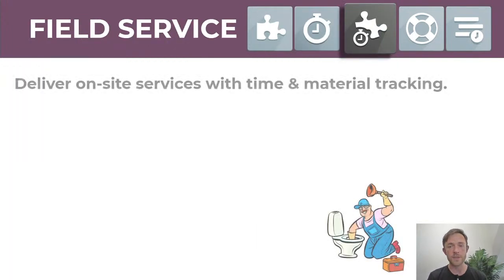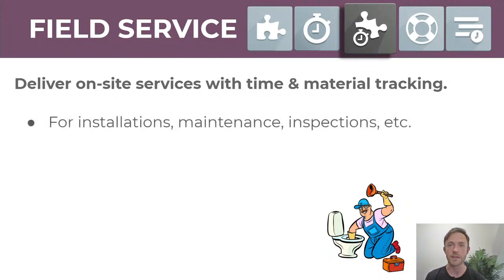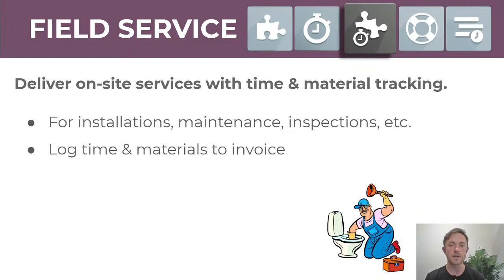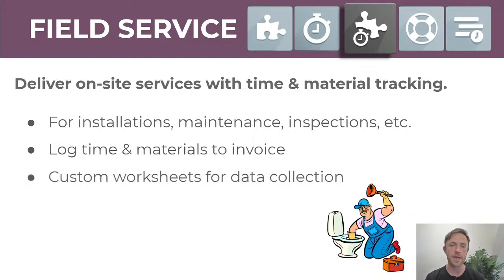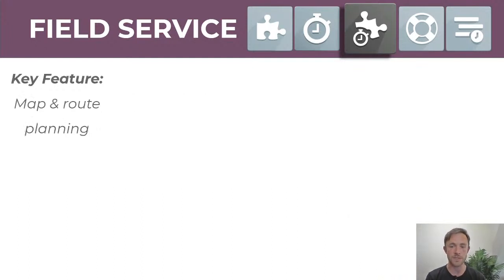The Field Service app is for on-site work and logging both time and potentially materials. So you can use it for installations, maintenance, inspections, resolving problems. You can log time using the Timesheets app that we just covered. And you can also log materials like components and hardware, and that can all be quoted and invoiced if you want. There's a really nice ability to have a custom worksheet per job that is job specific or type of operation specific.